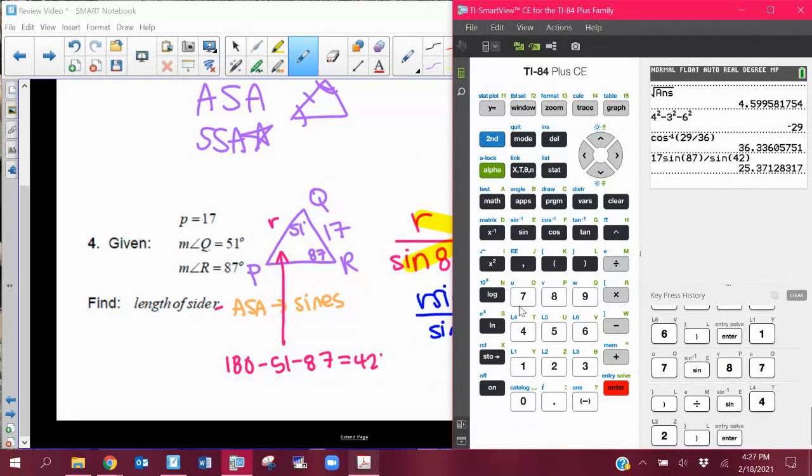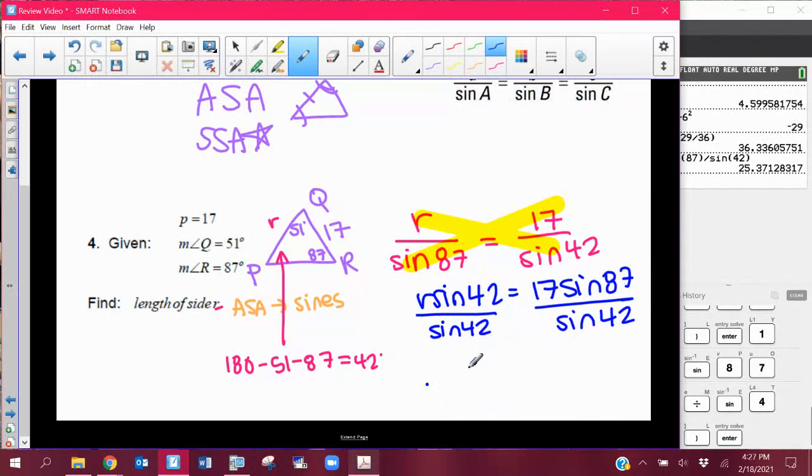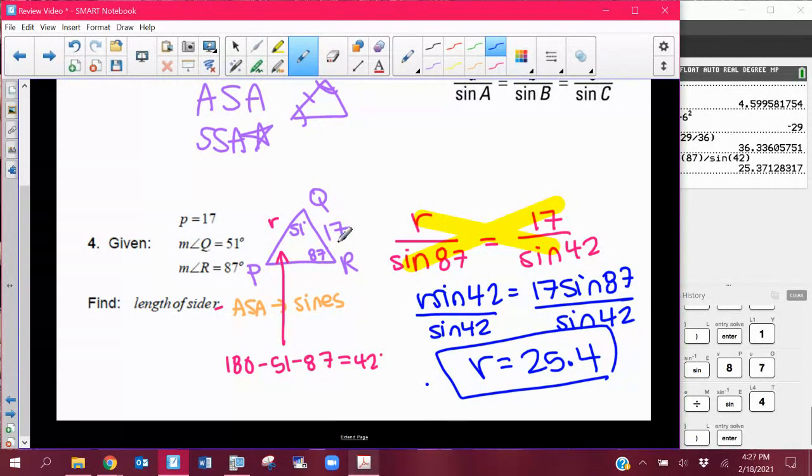So at this point, I have that the side R should be 25.4 if I round to one decimal. And again, I do myself a little reality check. Well, that makes sense. I have across from a bigger angle, I have a bigger side. Cool, great. Okay, again, the law of sines is pretty straightforward as long as you know when to use it.